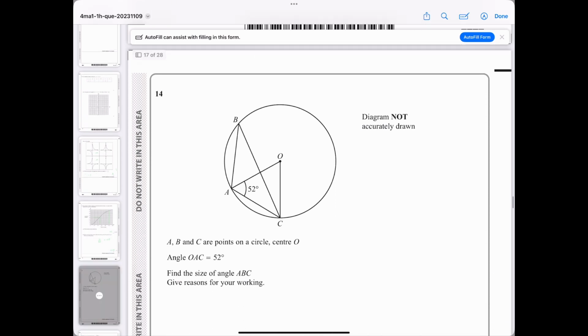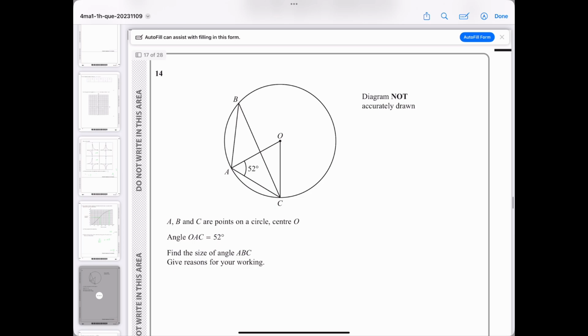Right, it's a circle theorem question. A, B, C are points on a circle, centre O. Angle OAC is 52. Find the size of angle ABC. I was going to say that's quite easy, but we don't actually know this one. We know that AOC is going to be twice ABC.